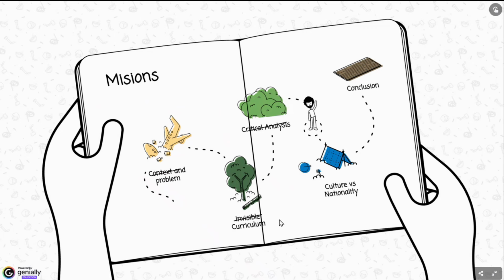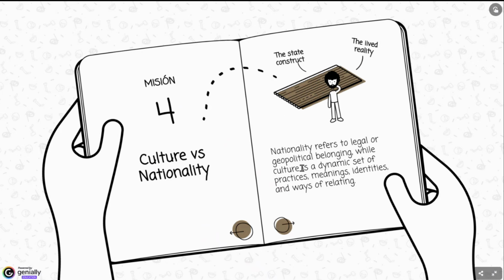Now, we are going to talk about the difference between culture and nationality, something important in our context. Nationality refers to formal belonging to a country or nation state, while culture involves values, practices, meanings, identities, and lived experiences. This distinction matters because students cannot be reduced to nationality labels.